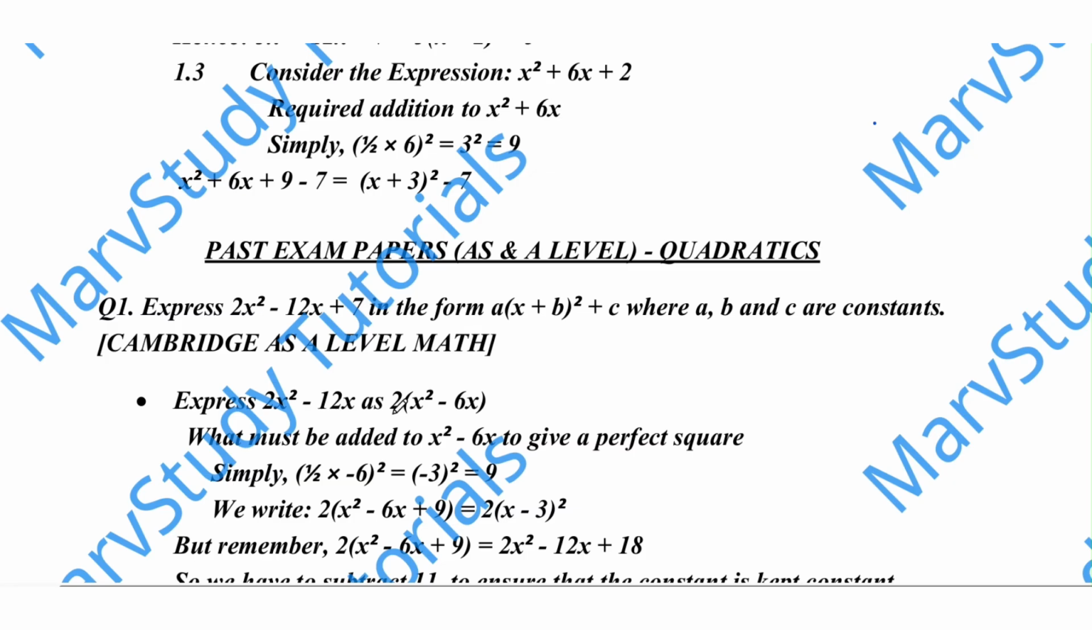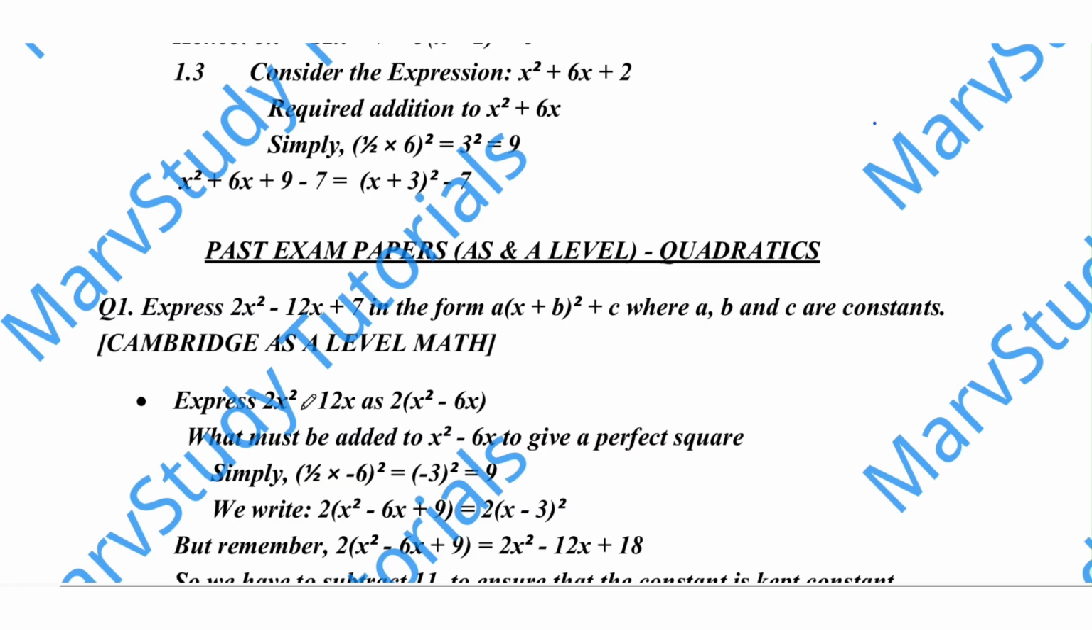And it's just simply half of negative 6. And half of negative 6 is going to give us a negative 3. And what's next? We square it. Negative 3 squared is going to give us a positive 9. As I said earlier, 3 squared is 9. Negative times a negative is going to end up as a positive. That means we have to add 9 to give a perfect square.